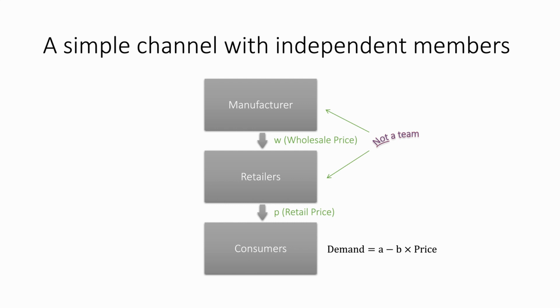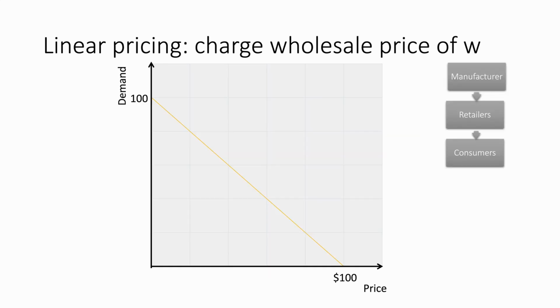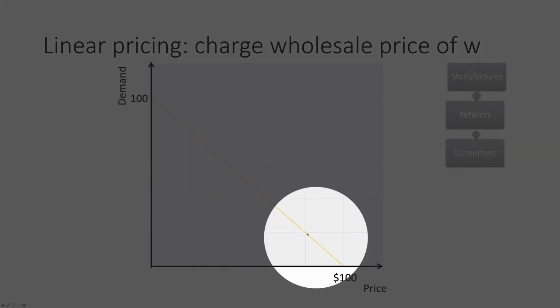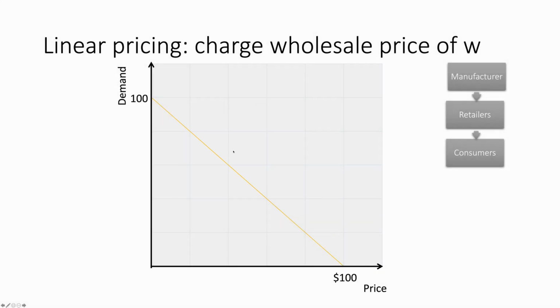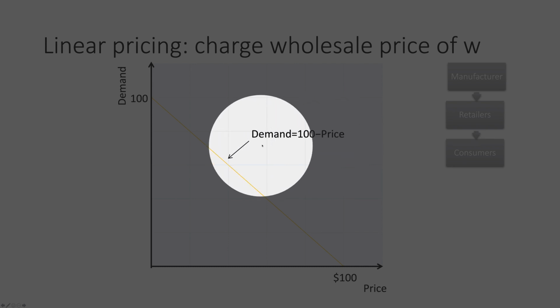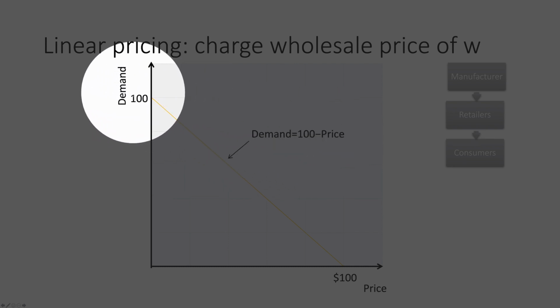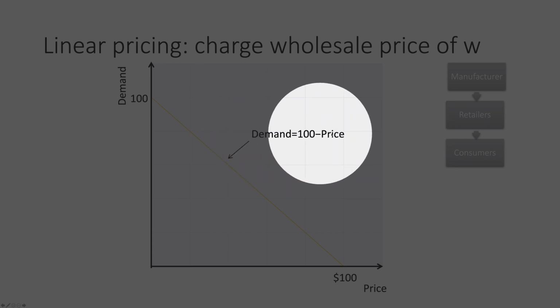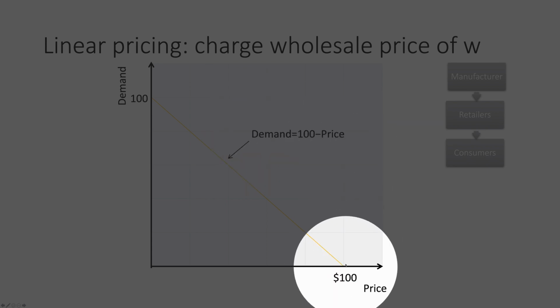They're not exactly coordinating with each other, so they are independently maximizing their own profits. In this independent channel structure, the demand curve, again, is 100 minus price. So this is what the demand curve looks like. When price is 0, 100 minus price is 100, so that's why it intercepts here. And when demand is 0, the price should be 100, which is why we are here.